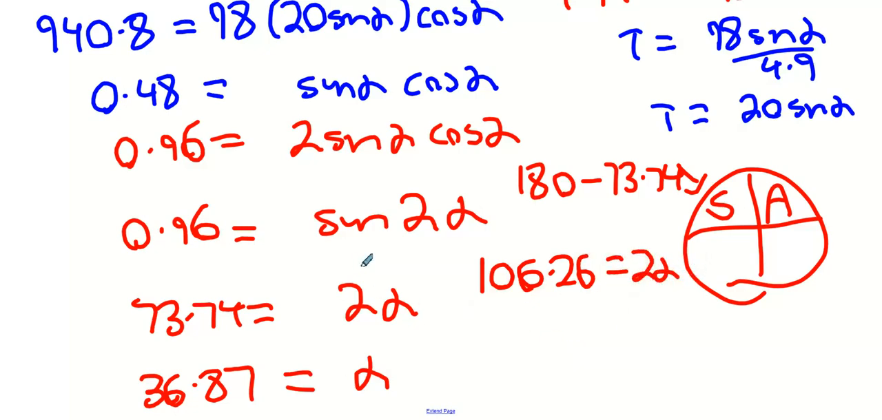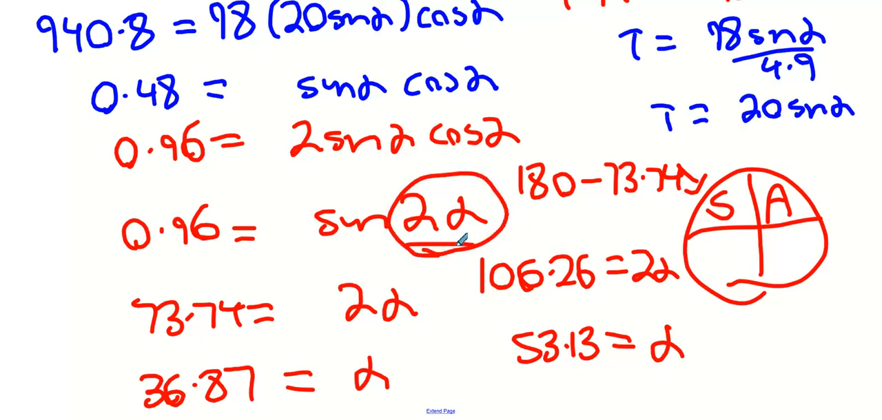No. It's 2 alpha because when we inversed it, it was 2 alpha. And then you divide by 2 and you get 53.13. So when we did the initial sine inverse, we were talking about the angle 2 alpha. You could call it sine x if you wanted, and you'd be finding out the two values for x. Two values of x would be 73.74 and 106.26, and then x would be 2 alpha. Then you divide by 2.